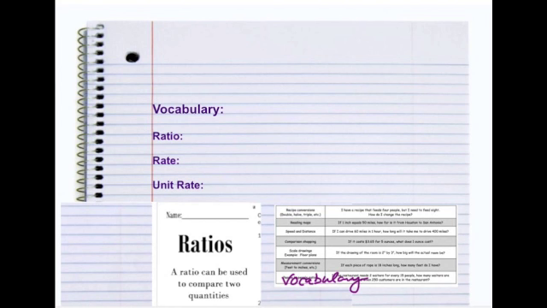So let's start out with the definition of ratio. The ratio is a comparison of two numbers or measurements.